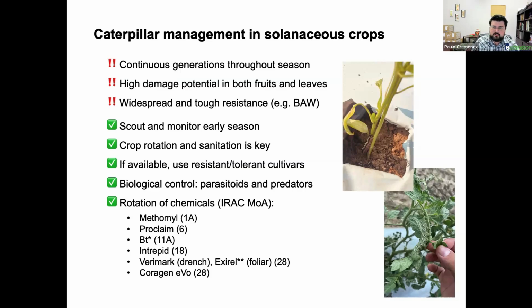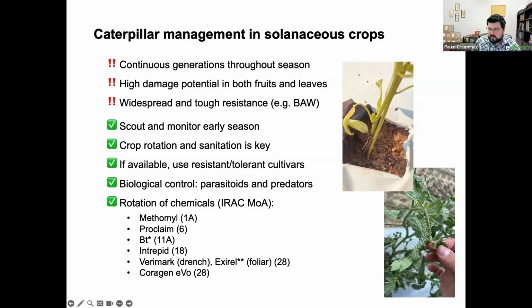For biological control, usually in the area, you can count on the service of parasitoids and predators that are present. So anything that's basically larger than that will be doing their job. But if we have to go for low risk management, this is the rotation of chemicals you can use: organophosphate, or you can use a carbamate, Proclaim, BTs, a growth regulator like Intrepid.